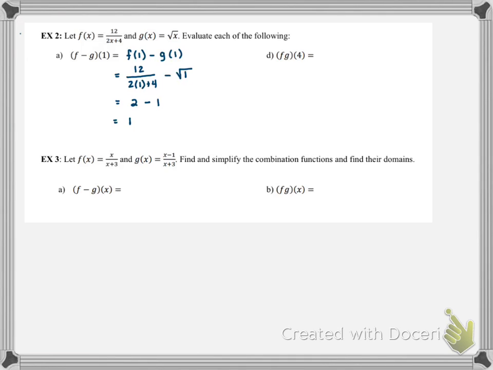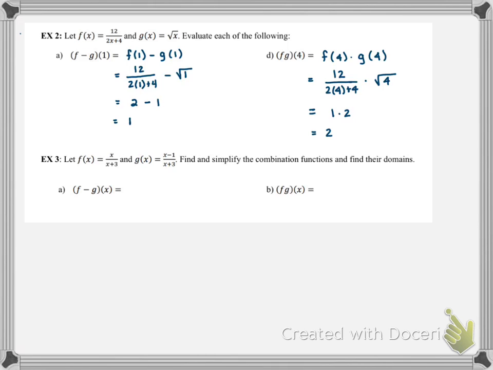Okay, it looks like everybody's getting it. We have f of 4 times g of 4 was 12 divided by 2 times 4 plus 4 times the square root of 4. So that was 1 times 2, yeah? So that gives us 2.